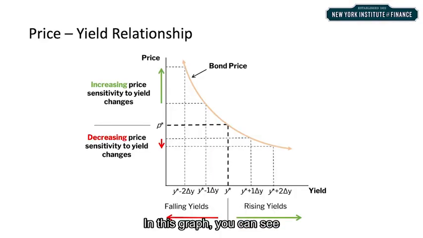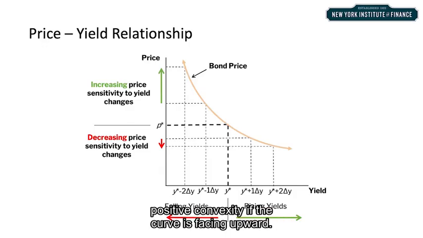In this graph, you can see the price-yield relationship for a bond where prices and yields are both falling and rising. The bond price curve shows positive convexity as the curve is facing upward. As yields rise, the value of the bond goes down, but at a decreasing rate. As yields fall, on the other hand, the price of the bond goes up at an increasing rate.